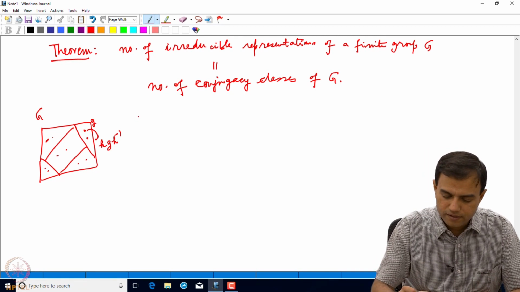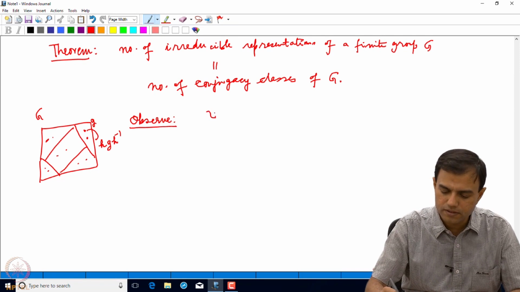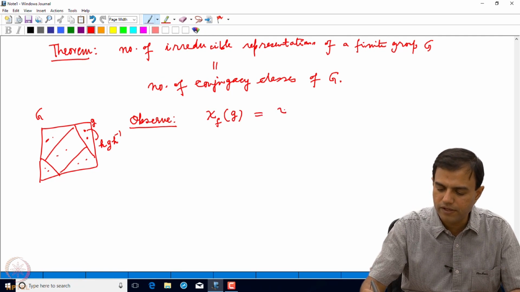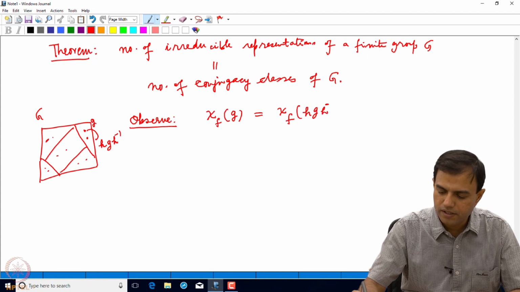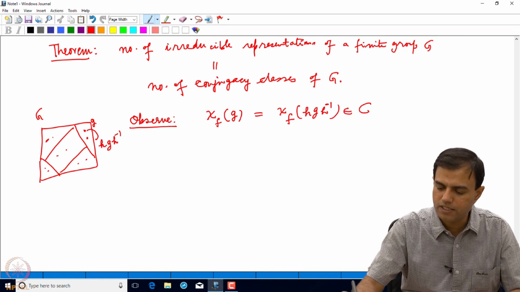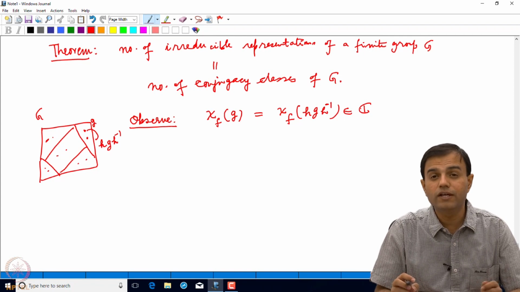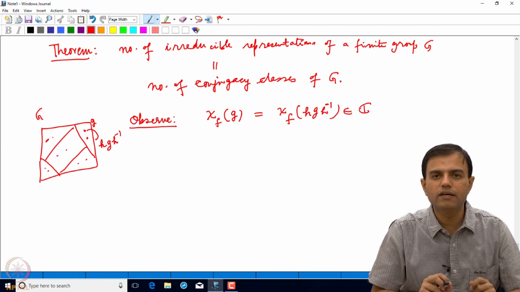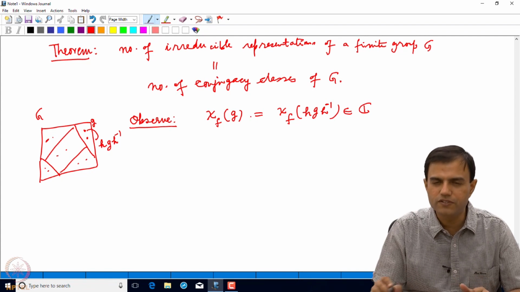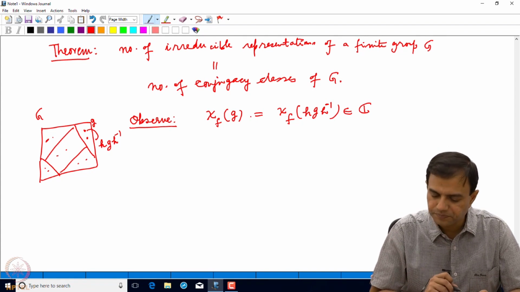And in fact, an easy thing for us to realize is that if you have a character, you evaluate it on an element, or if you evaluate it on a conjugate element, the answer is the same complex number, because if you have two different matrices that are conjugate to each other, then their traces are also the same. So chi F is just about taking a trace.